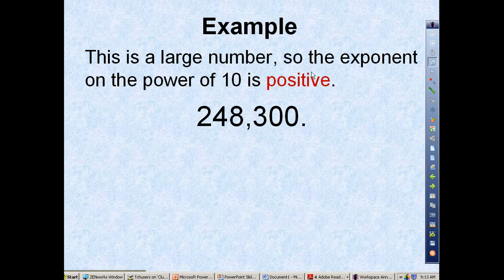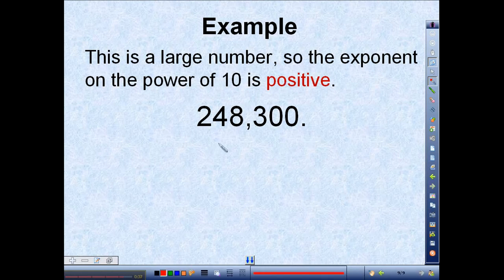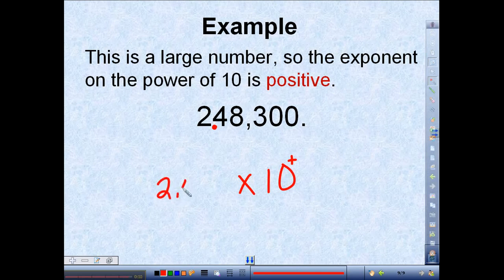This is a large number, so the exponent on the power of 10 is positive. We're going to convert this number to scientific notation. Because this is a large number, I know that the exponent on my power of 10 right here has to be positive. What we're going to do is take this decimal point and pick it up and put it in the number so that my factor out front is between 1 and 10. So if I pick up this decimal point and move it over here, I get 2.483. 2.483 is between 1 and 10.